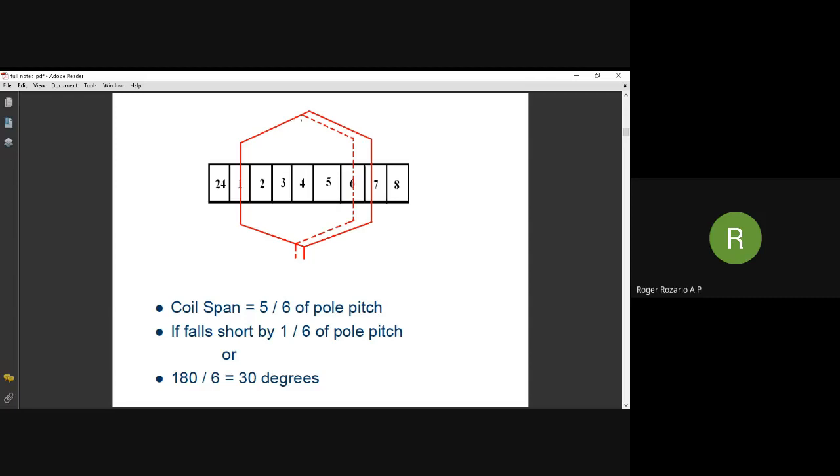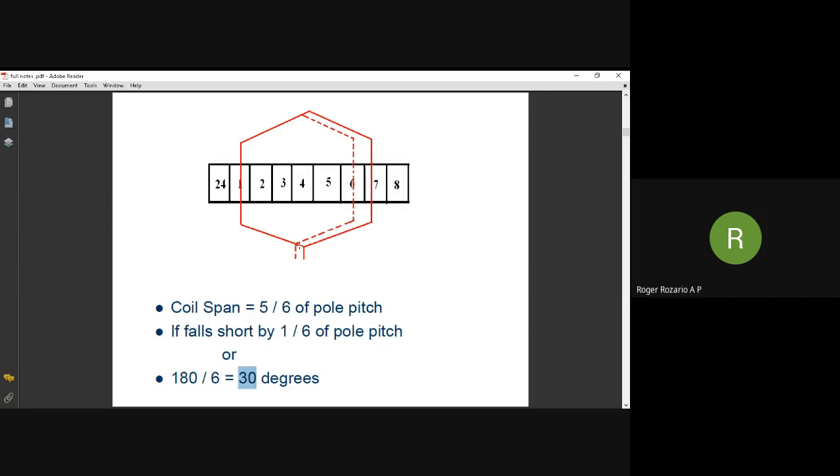But look at this dotted line. If, instead of connecting the winding to the 7th slot, you take it to the 6th slot, it is 6 minus 1, so 5 is the coil span. The coil span has now reduced to 5. The total number of slots is 6, and the coil span is 5. The coil falls short by 1 slot, or it falls short by 30 degrees. Such type of winding is called fractional pitched winding.